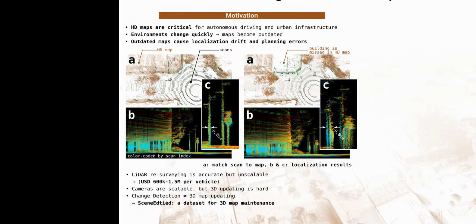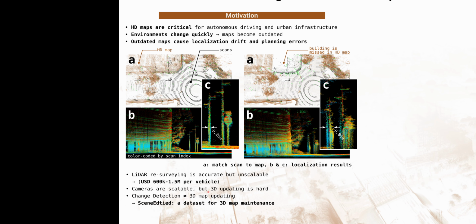As a result, regular updates for the HD map are needed, but current LiDAR-based updating is hard to scale up, even though it brings accurate results. Usually, building a mapping car costs around 1 million for one vehicle. In contrast, cameras are a scalable solution because of the price, but they have many challenges that need to be solved.